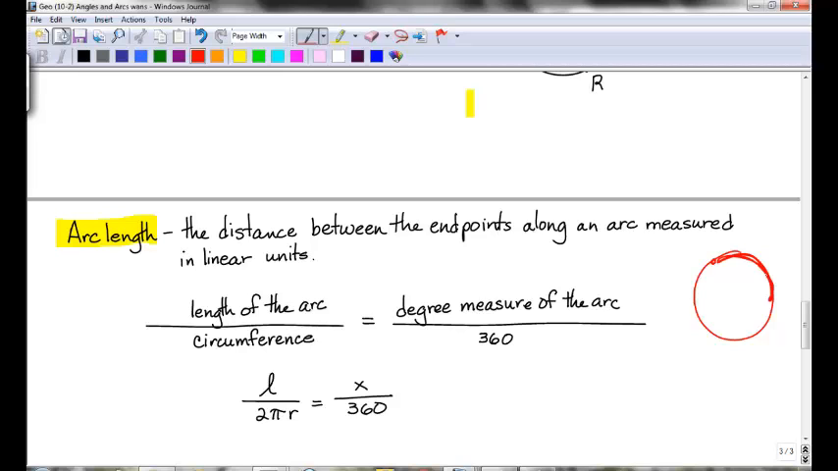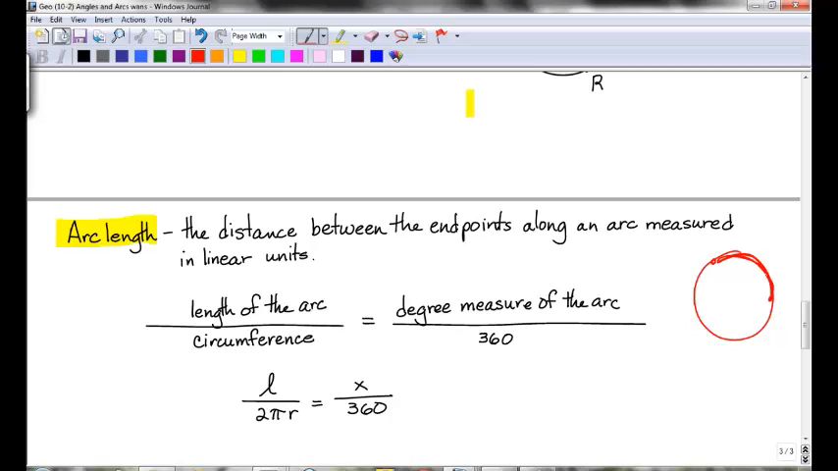Now, there is a proportion that you can use to solve some of these problems. The length of the arc is to the whole circumference of the circle, set equal to the degree measure of the arc, like if the arc was 50 degrees, to the whole 360 degrees. So the length of the arc to the circumference of the whole circle equals the degree measure of the arc to the degree measure of the whole circle.